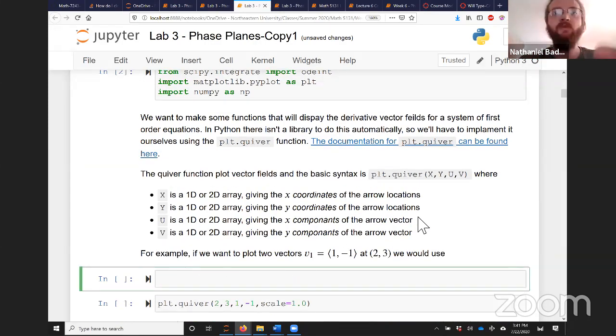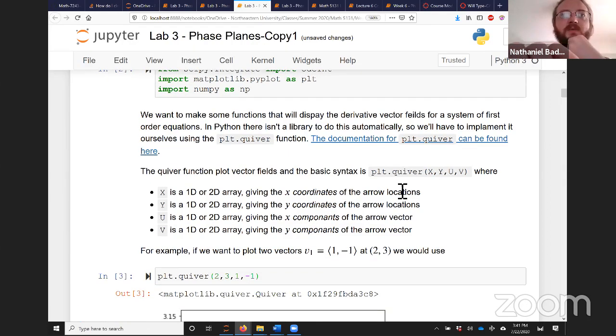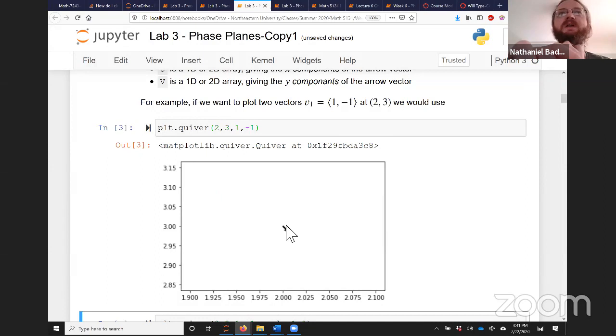So for example, if we want to plot a vector like 1, -1 that starts at the point 2, 3, we would supply quiver with 2, 3, the coordinates, and then the direction that we want to point it in, 1, -1. There we go. Now we get a nice little arrow. You can see it starts at the point 2, 3, and points in the direction 1, positive in the x direction, -1.